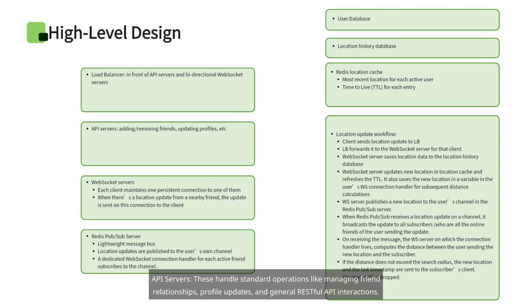API servers, these handle standard operations like managing friend relationships, profile updates, and general RESTful API interactions. WebSocket servers. These are critical for real-time communication. Each client maintains a persistent WebSocket connection to one of these servers. When a nearby friend updates their location, this is the channel used to push that update directly to the client.